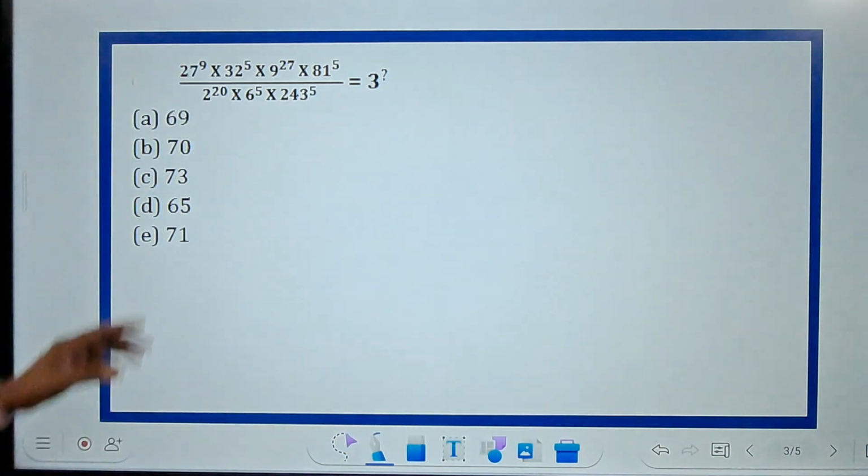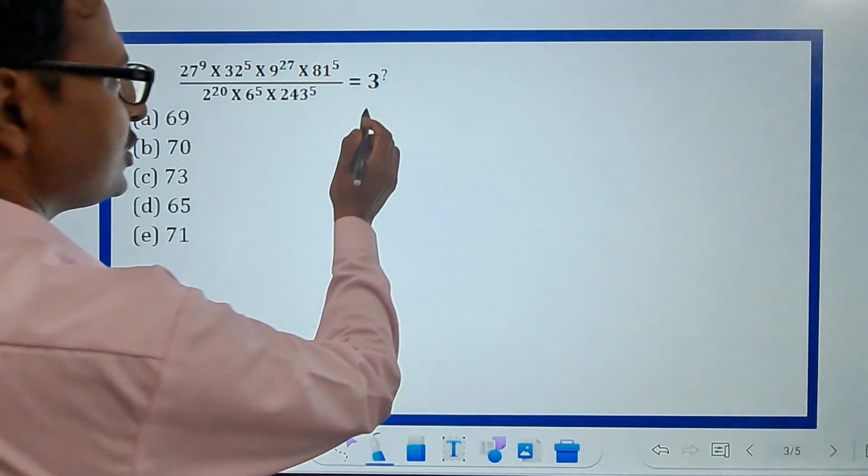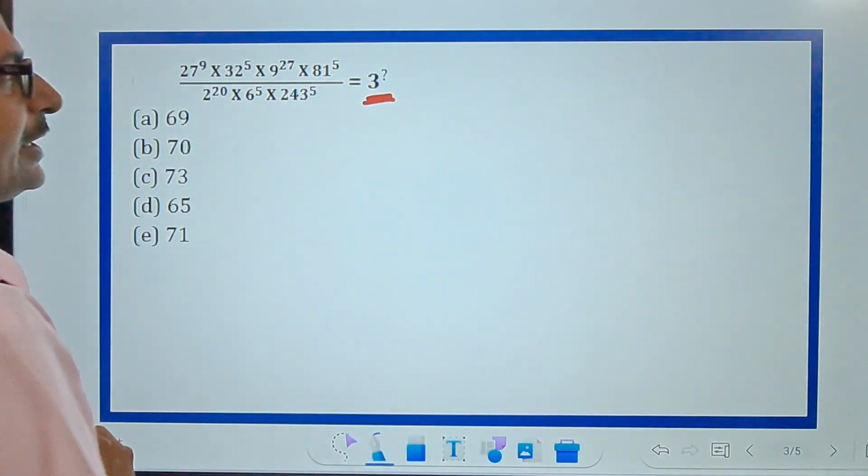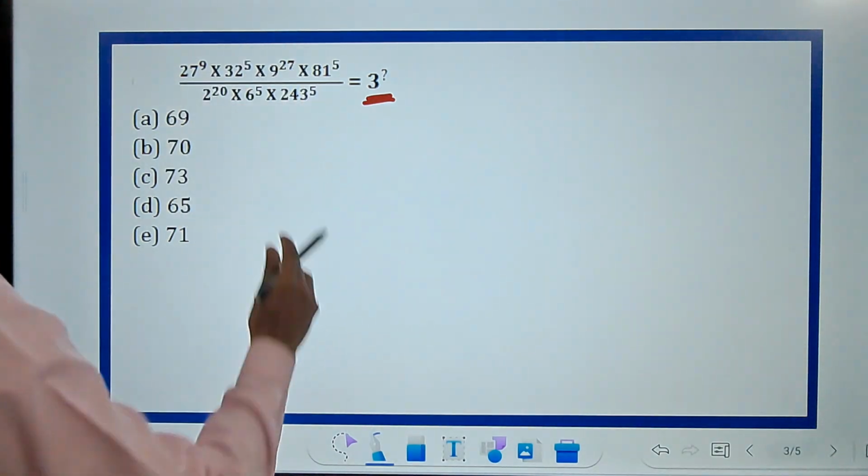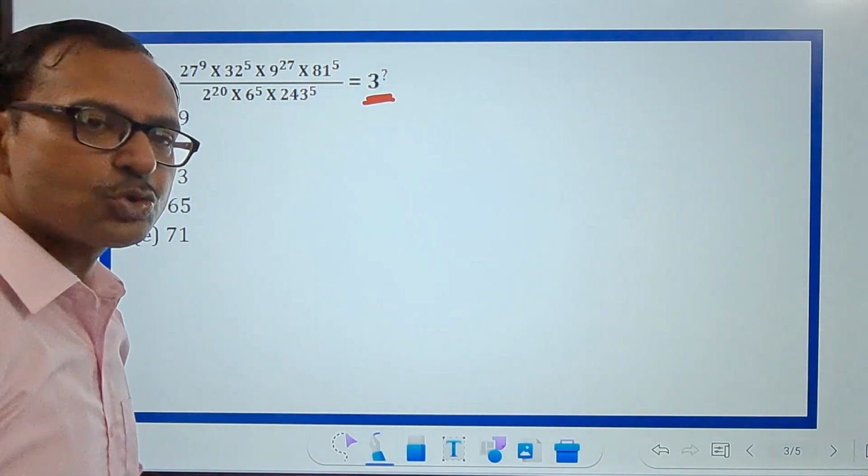So here we have the first question where a lot of exponents are there and you need to be really smart if you have to solve this question. So here you have 3 raised to power something. So on the left hand side, you should have everything converted to 3 raised to power only.